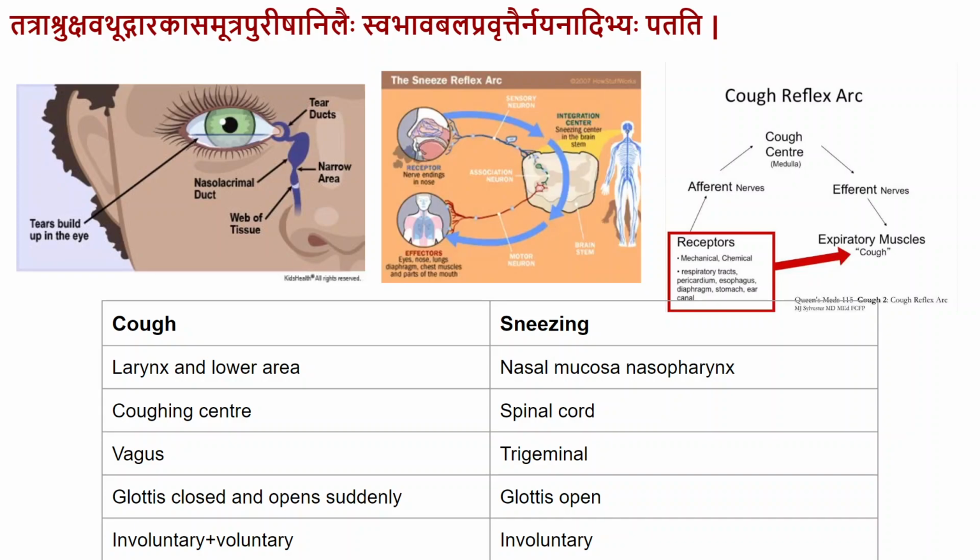The muscles which are active in coughing are the expiratory muscles, whereas in sneezing, respiratory muscles are less involved. It's mainly the abdominal muscles which push the contents out. So that's about the basic reflexes.